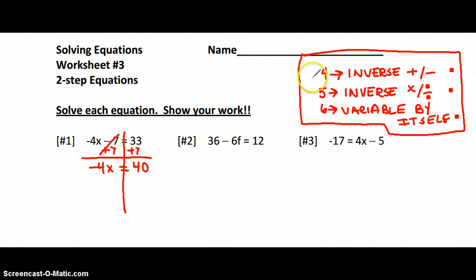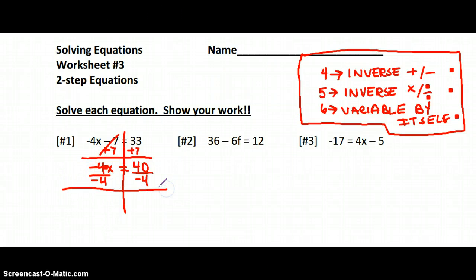So now I've finished step 4, and I'm going to look at step 5, the opposite or inverse of multiplying and dividing. This is really a multiplication problem. There's an invisible multiplication sign. It's really negative 4 times x. I have negative 4 of the x's. So the opposite of multiplying would be dividing. And watch what I divided by, negative 4.